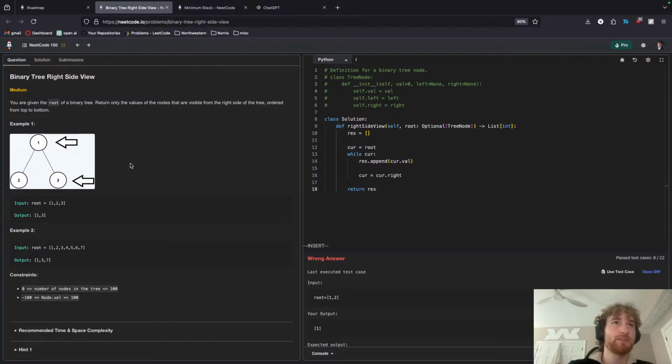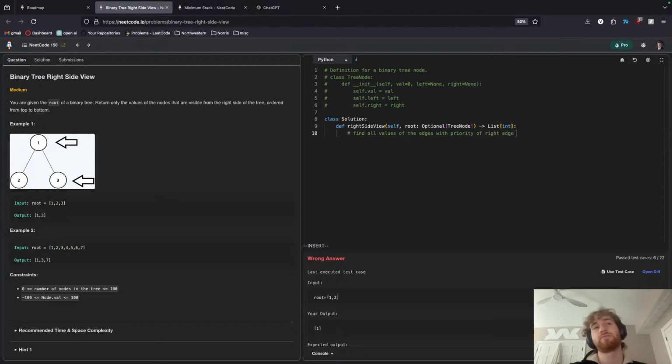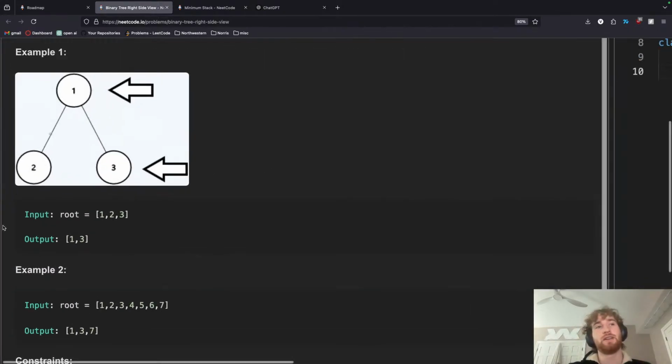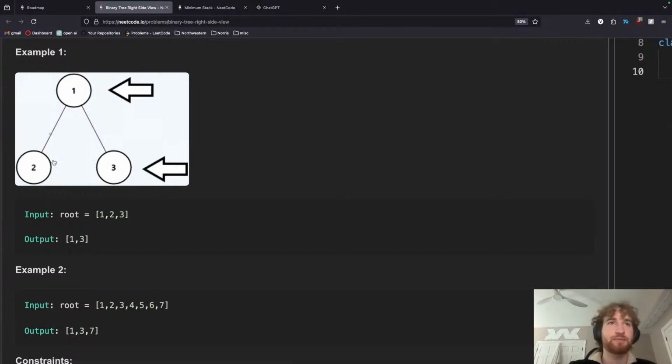So it's pretty much just trying to find, another way of framing this, all values of the edges with priority of the right edge. So it's something like if we had a fifth node here, we'd do 1, 3, and then it would come down to 5.